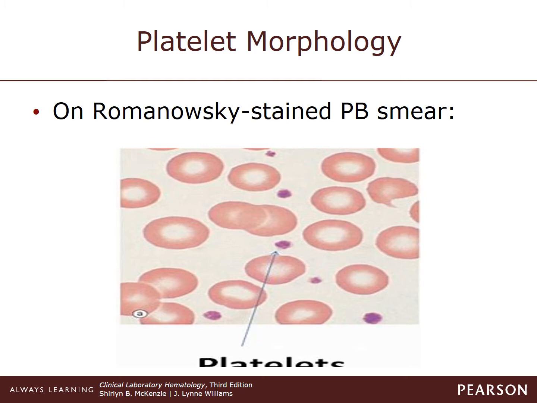On a Romanowsky stain, they appear small, lavender blue or colorless with reddish purple granules within them. They are normally 2 to 3 microns in size, and they can be round or oval, but they lack nuclear material.